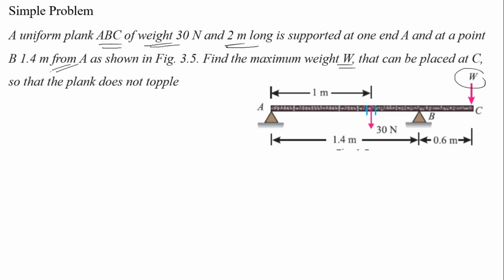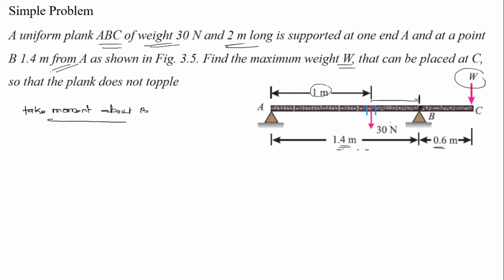So now we have to take moment about B. The 30 Newton is acting downward, 1 meter from A, and W is acting at point C, at a distance from A of 1.4 meter plus 0.6, right? So now take moment about B. We know that moment is force into perpendicular distance. Now from B we have to take moment, right?